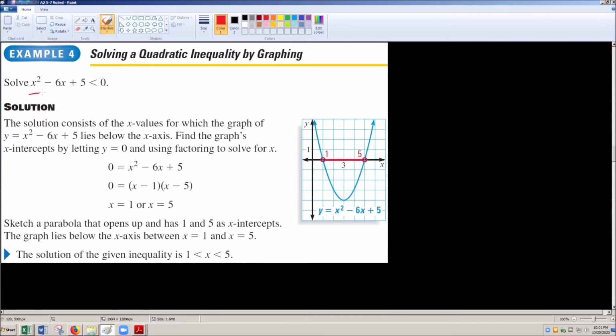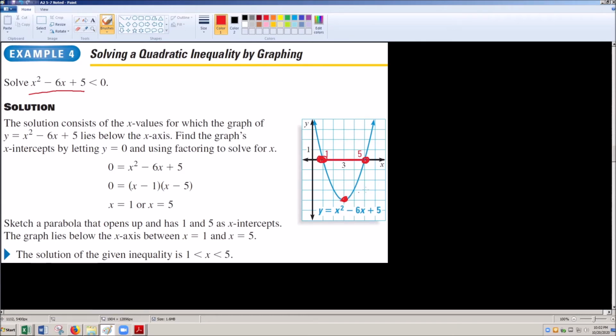So looking at this thing here, I basically want to graph it, and then I want to look at the graph and see, okay, what's going on? So I've got my vertex right here. I have an x-intercept and another x-intercept. So these are two coordinate points, one at (1, 0), and this one at (5, 0). This right here is at (3, -4).